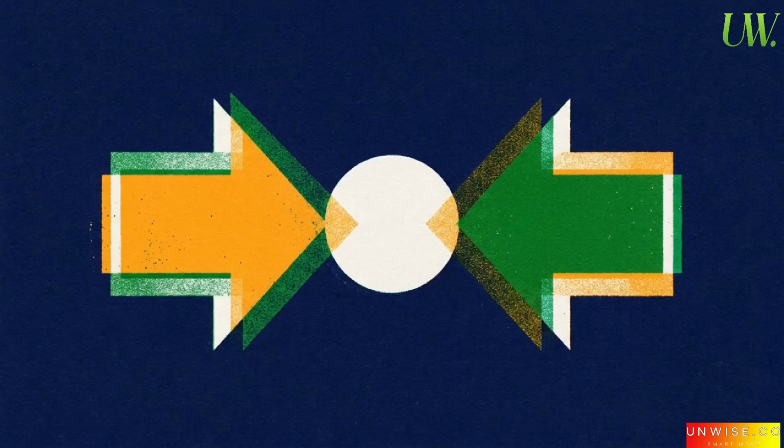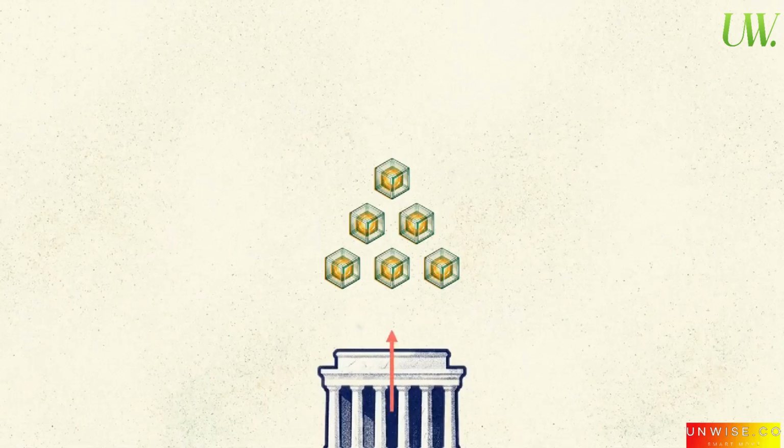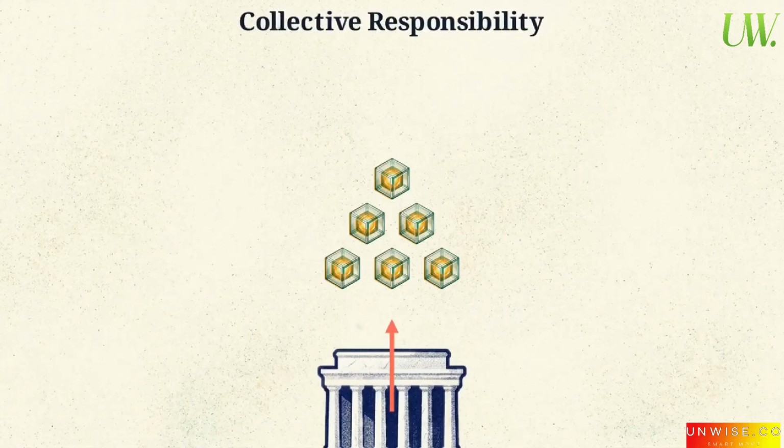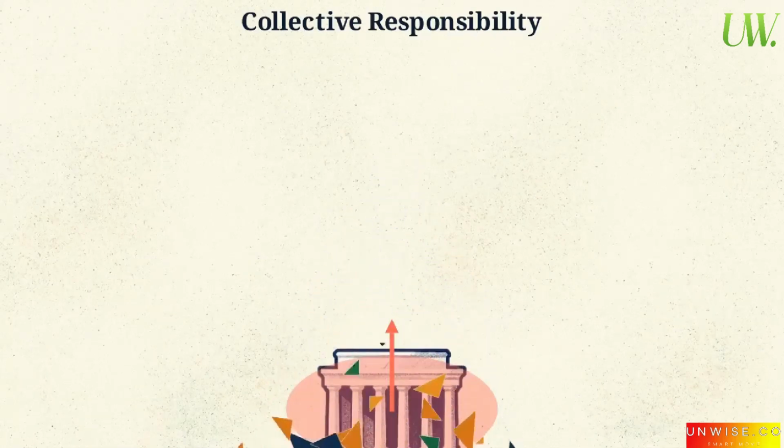The stability of this massive executive branch relies on 2 opposing vectors of legal accountability. The first is collective responsibility. Under Article 75, Clause 3, the entire Council of Ministers is jointly responsible to the Lok Sabha. They operate under a strict rule. They sink or swim together. If the lower house passes a vote of no confidence, every single minister must resign immediately.